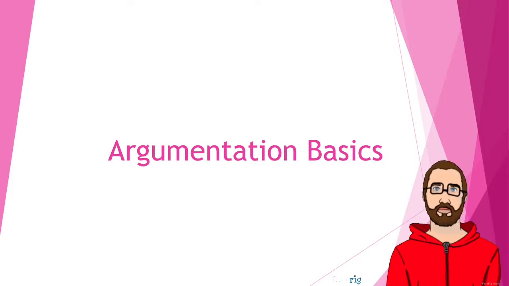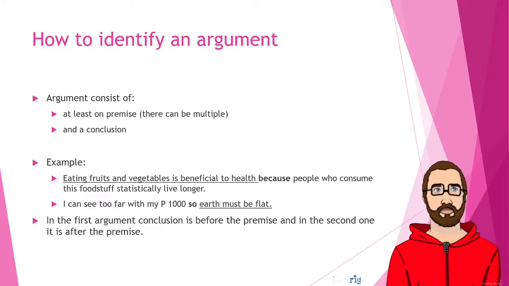So the lecture, I named it Argumentation Basics, and here is how to identify an argument. Not every utterance in a discussion is an argument, so that's why we need to know how we can identify an argument. An argument necessarily has two things, as I wrote there: at least one premise, but there can be multiple premises, and very often there are multiple premises. Oftentimes arguments have multiple premises and a conclusion.